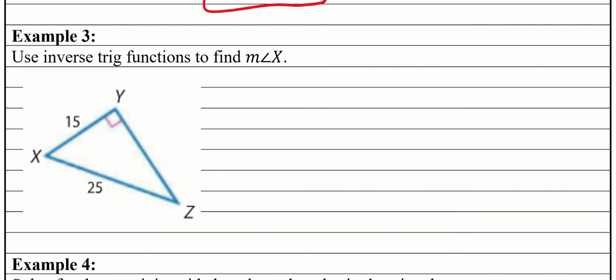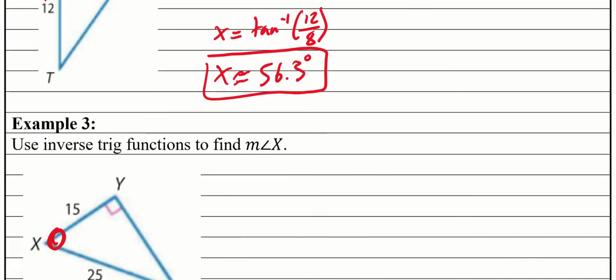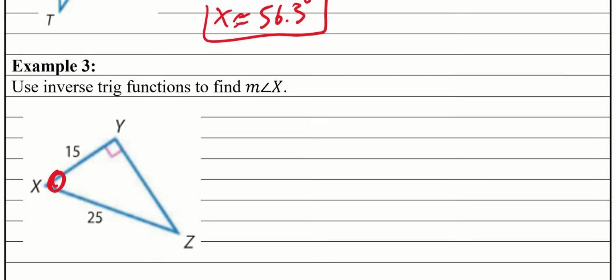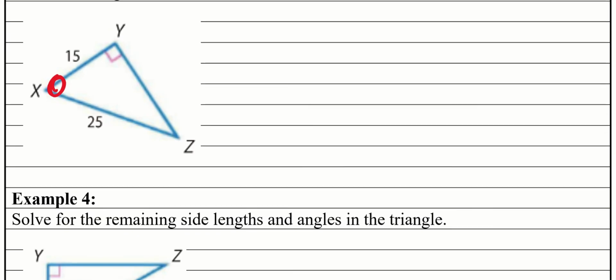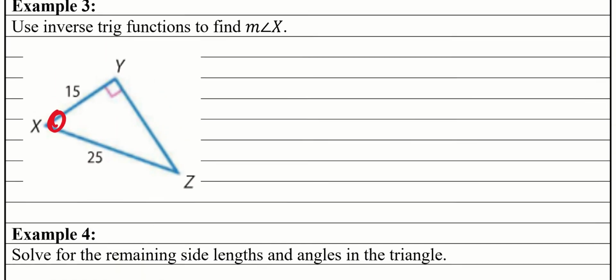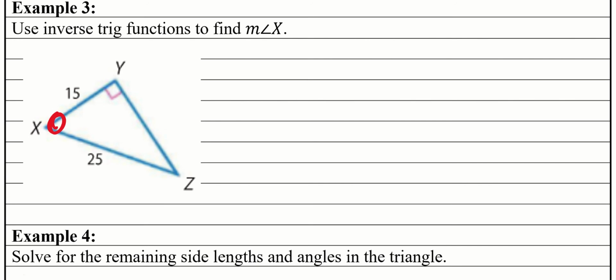In this case, it wants us to find the measure of angle X. Whenever I'm asking you to find an angle measure, it's never going to be the right angle, because we always know that's just going to be 90. You'll notice that's never going to be a focal point, whether you're dealing with trig functions or inverse trig.